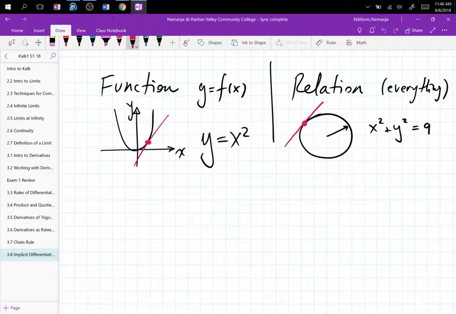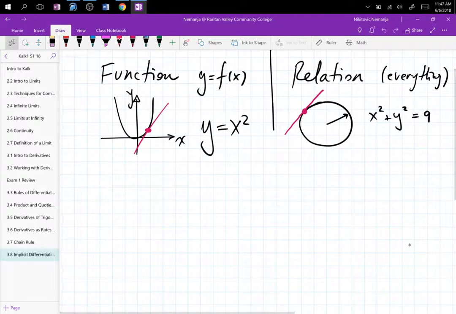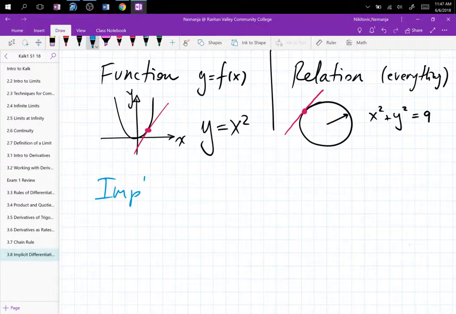Now, every single one of the procedures that we learned so far was for functions. But now we need something that is not for functions. And how are we going to find that? Well, that's what implicit differentiation is for. But first, before we do that, let's talk about implicit and explicit equations. So, implicit versus explicit.